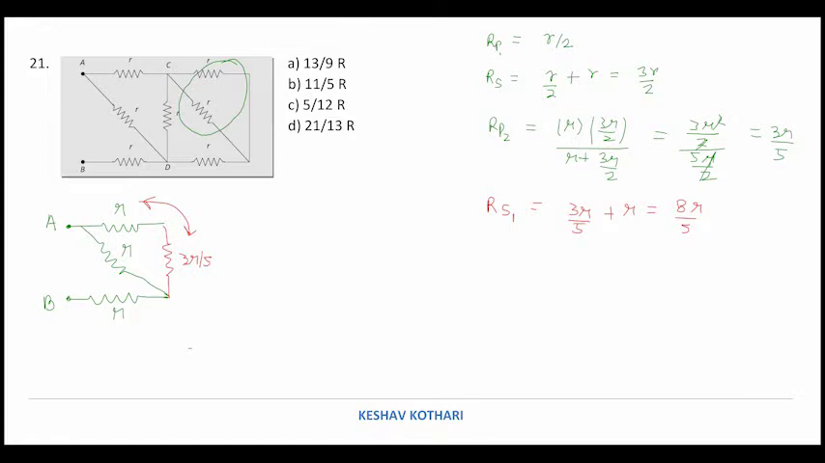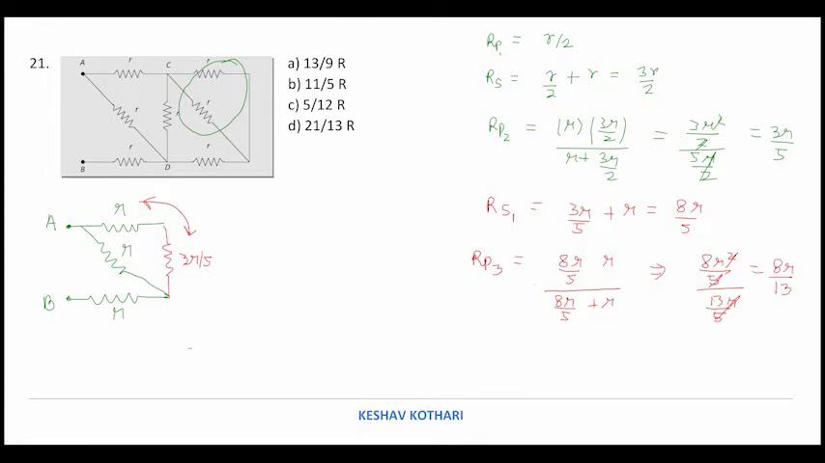So again we calculate Rp3. So 8R by 5 multiply by R upon 8R by 5 plus R. So we obtain value equal to 8R square by 5 and 13R by 5. So R by 5 got cancelled out. So we are left with 8R by 13.